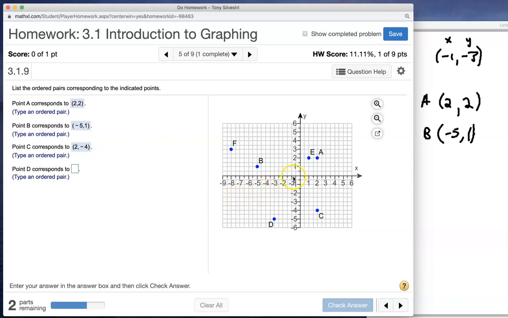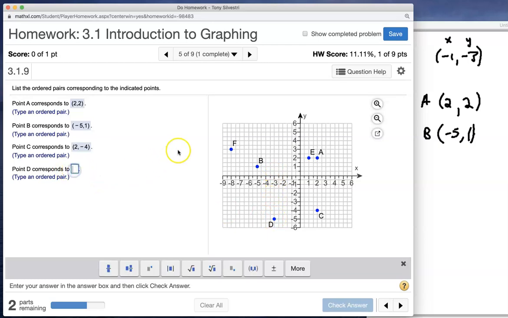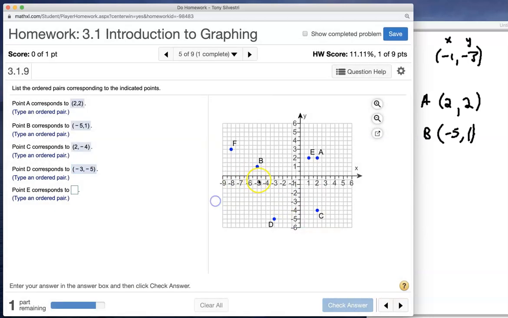Number D. To get to D, we have to go in the negative direction 3 units and then down 5 units, and that down means -5. So we go -3, comma, -5, close it. Check your answer. Great job. What's E? Can you guess what E is?